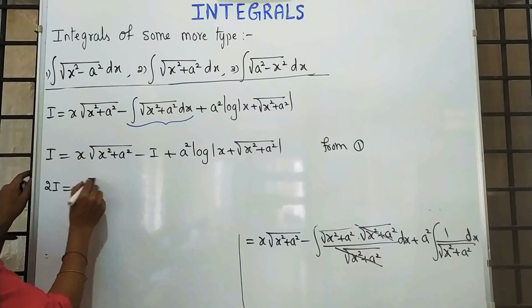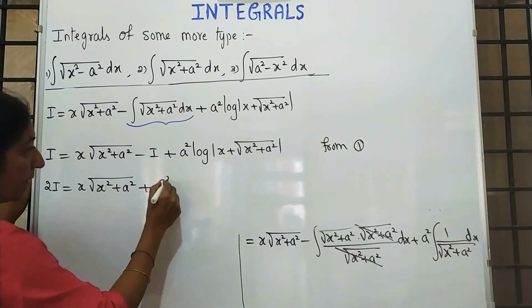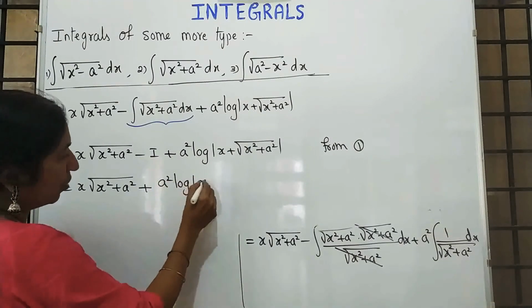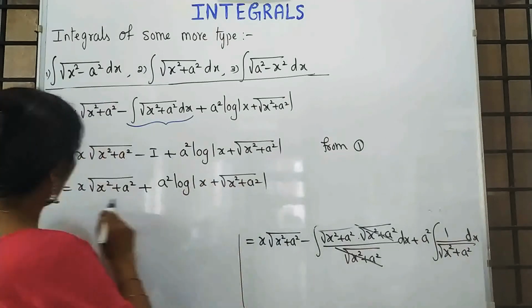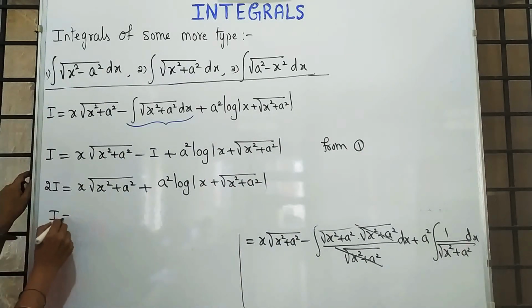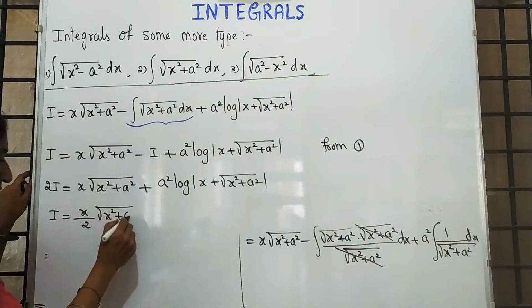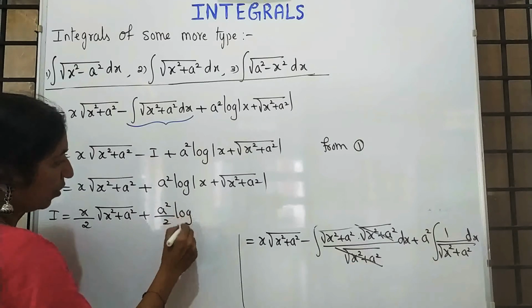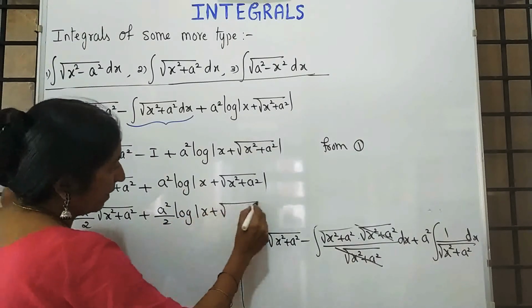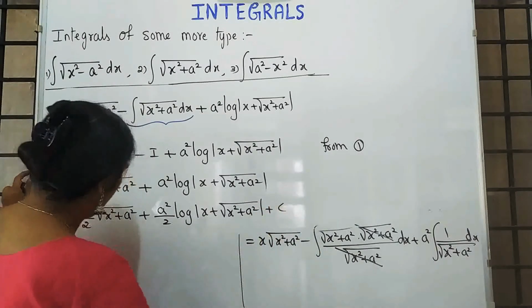2I is equal to x into root of x square plus a square plus a square into log of x plus root of x square plus a square. Taking 2 on that side, I is equal to x by 2 root of x square plus a square plus a square by 2 log of x plus root of x square plus a square plus c.